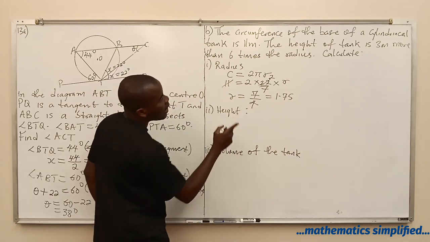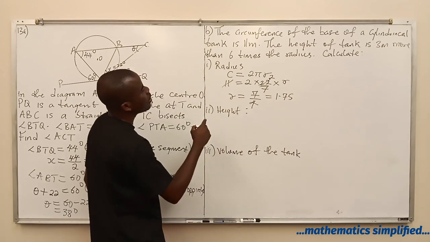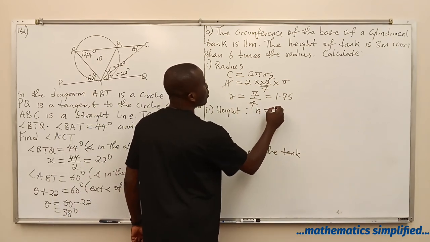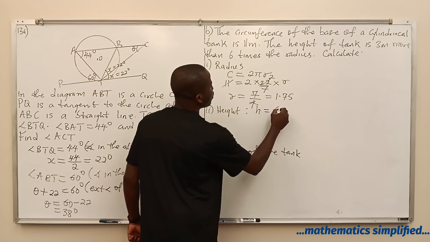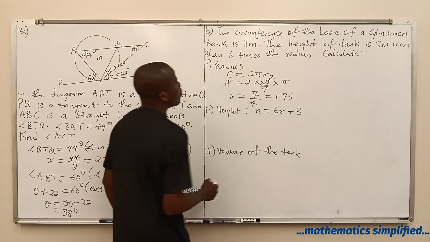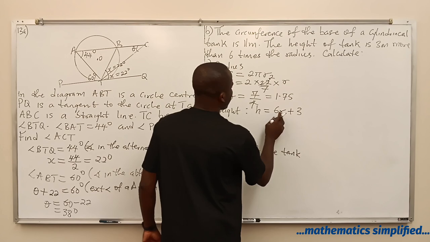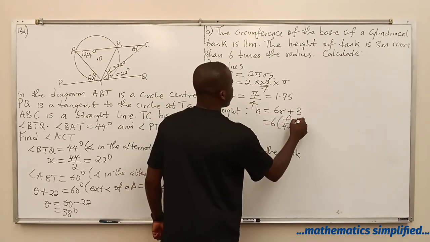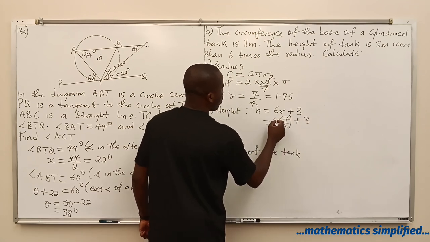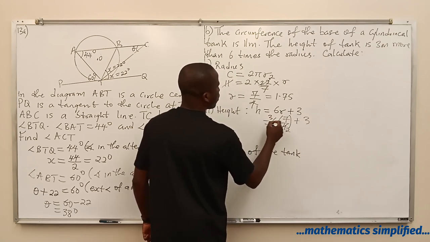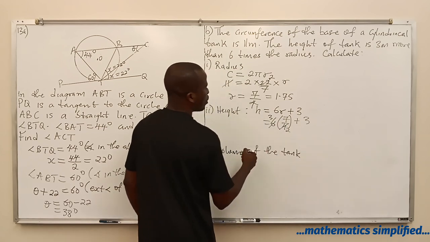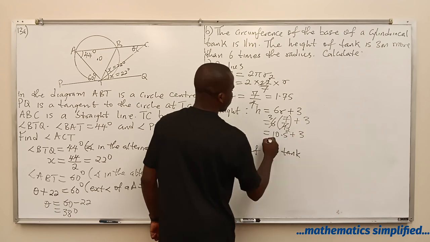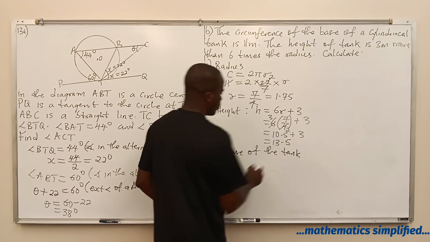How do we find the height? We know that the height is 3 meters more than 6 times the radius. So height is 6 radius plus 3, which is 6 times 7 over 4 plus 3. 2 here is 2, 2 here is 3. 3 times 7 is 21. 21 over 2 is 10.5 plus 3, which is 13.5 meters.